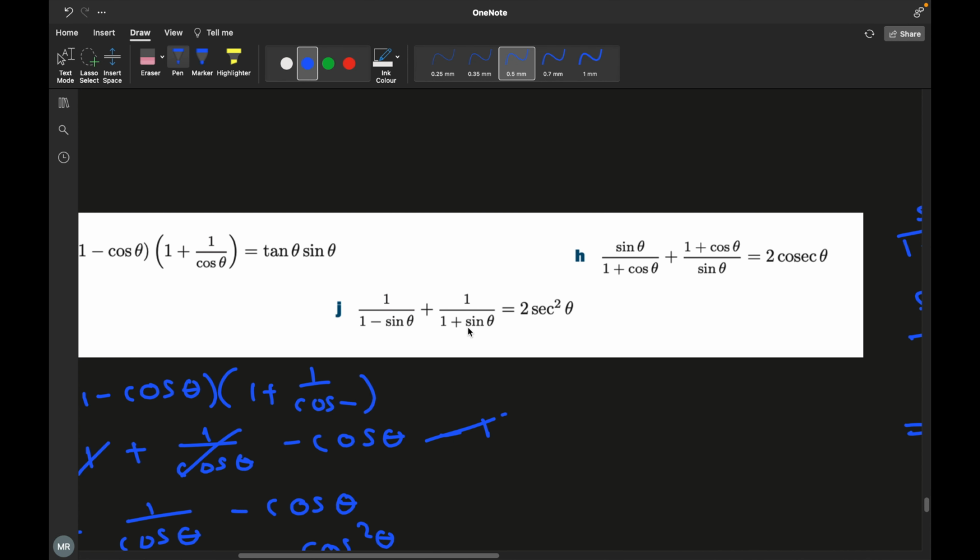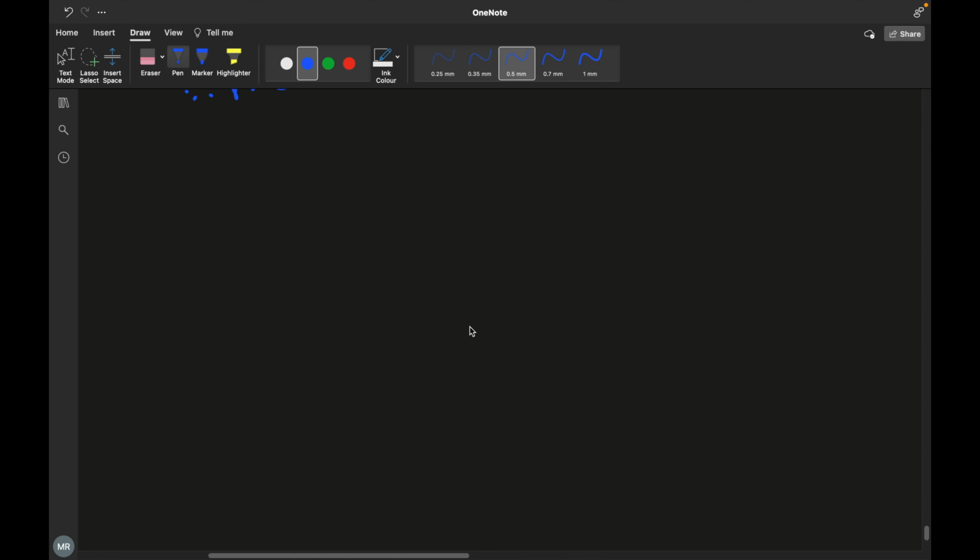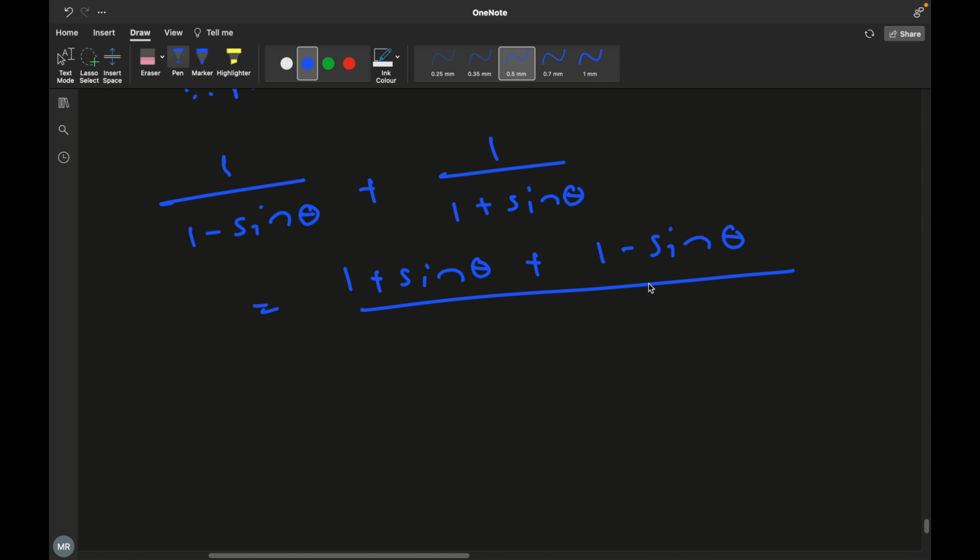And let's solve this final question from the textbook. We have 1 divided by 1 minus sine theta plus 1 divided by 1 plus sine theta. Let's do this. (1 plus sine theta) plus (1 minus sine theta) whole divided by 1 minus sine squared theta. This is because (a minus b) into (a plus b) will be a squared minus b squared. We can write this as 2 by cos squared theta.